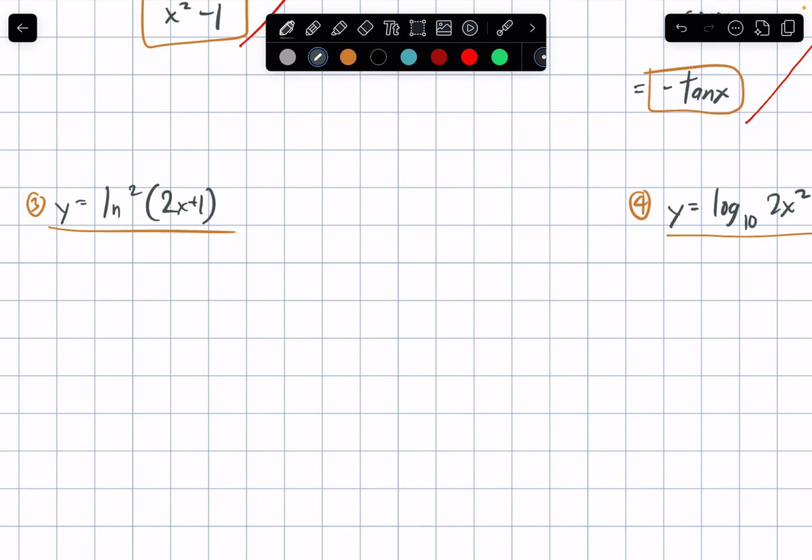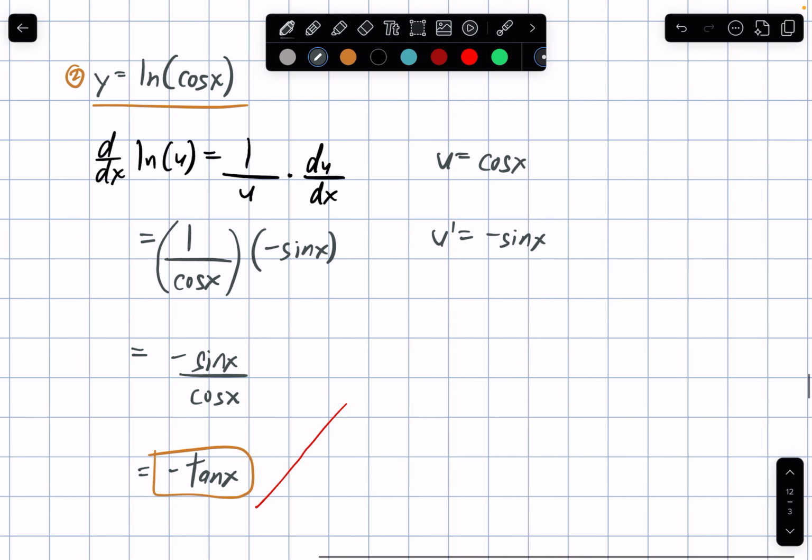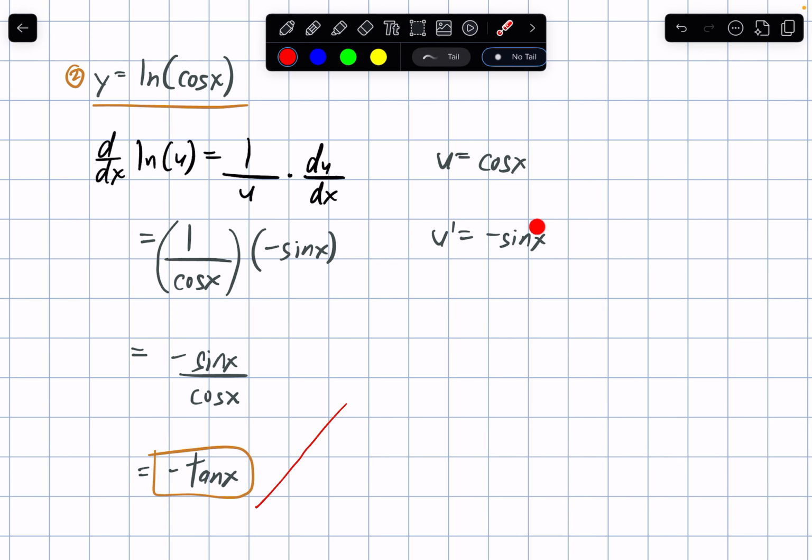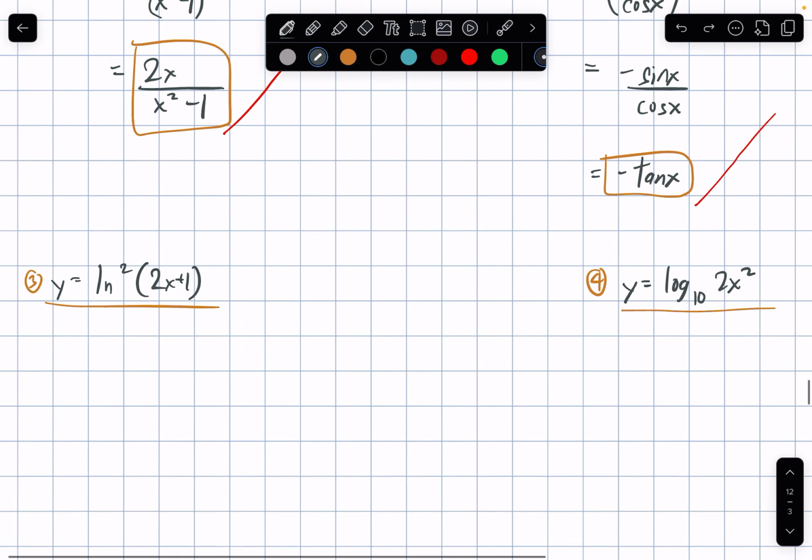So, yep. Anyways, cosine, the derivative of it is negative sine x. So 1 over cosine x times negative sine x, that's going to be this. And according to the trig identities, sine x over cosine x is tan. But there's a minus sign, so you put a minus. That's it. That's the final answer. Okay, next, number 3.